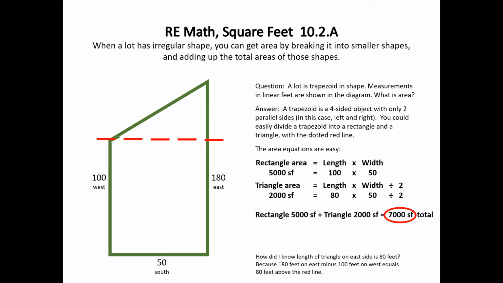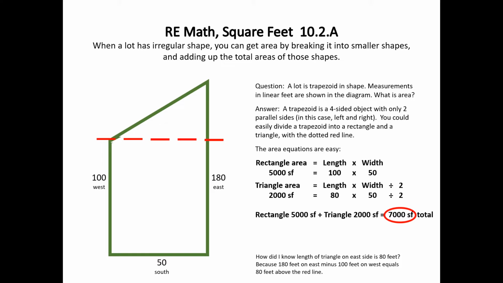All right, time for some geometry. Now, you frequently are going to be called upon to figure out the size of a room or the size of a lot of land or something like that. Now, what they do on the test is they try to make things a little bit more challenging. They might give you a lot with an irregular shape and ask you to figure out the area. When a lot has an irregular shape, you can get the area by breaking it into smaller shapes and adding up the total area of those shapes.